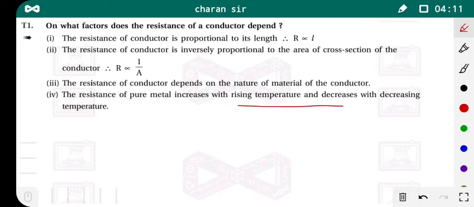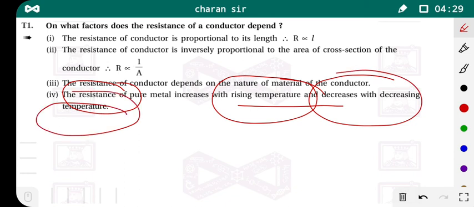If you raise the temperature, the resistance increases, and it decreases with a decrease in temperature. So the resistance of the conductor is increased with increasing temperature and the resistance of the conductor is decreased with decreasing temperature.